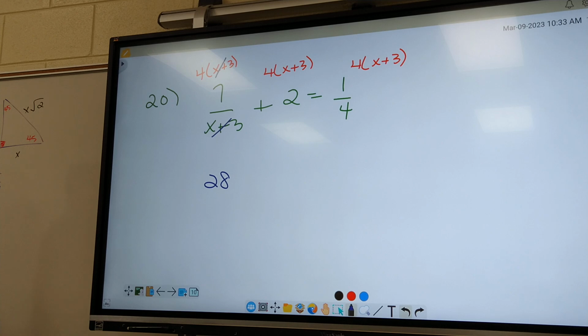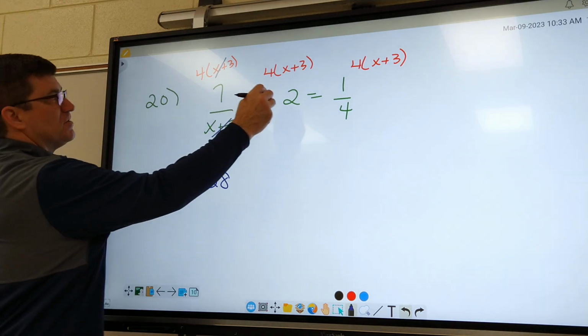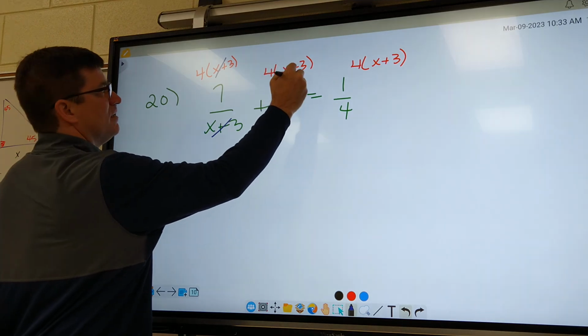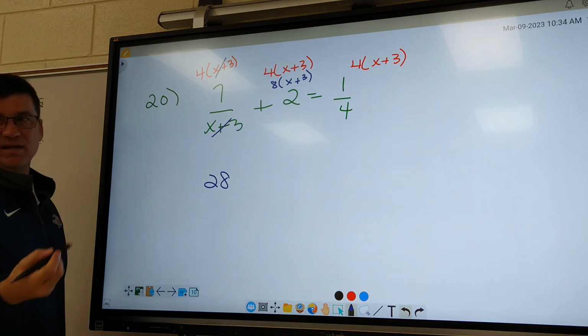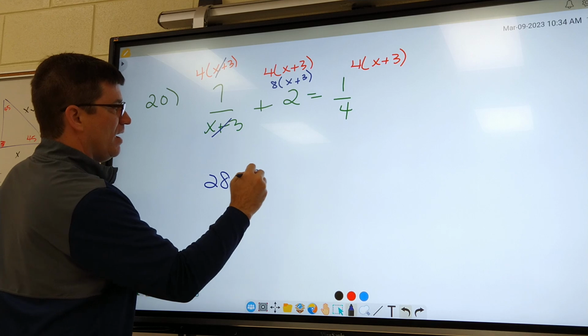All right, does anything cancel out on the second fraction? No, because you don't have anything on the bottom. So 2 times 4 is 8. Now I have to distribute my 8. 8x plus. So it'll be 8x plus 24.